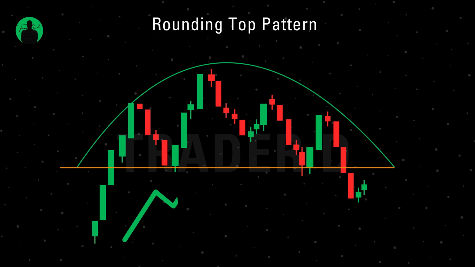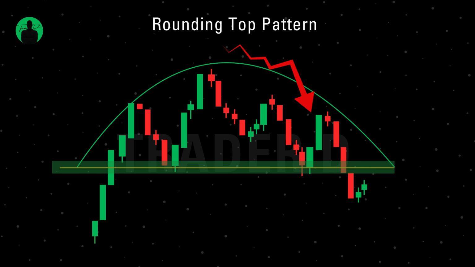Beginning: the price rises in an uptrend, but the upward momentum gradually weakens. In the middle: the price curves downward, forming a rounded top as buyers start losing strength. In the end: the price breaks below the support level, signaling the completion of the pattern and the start of a downtrend.